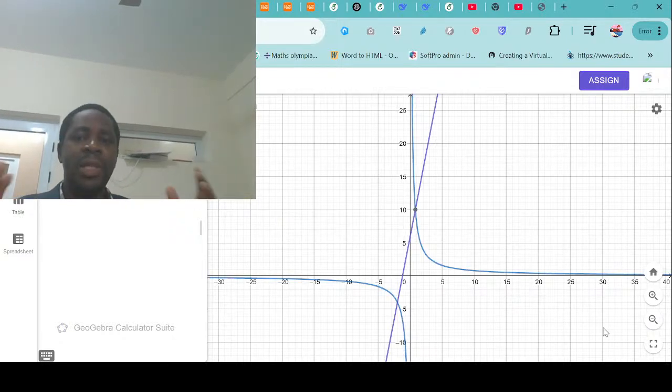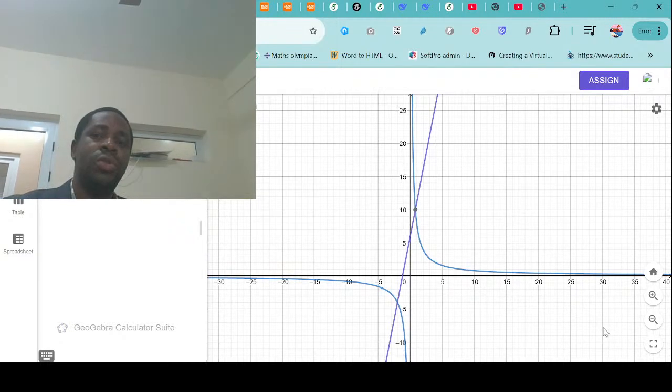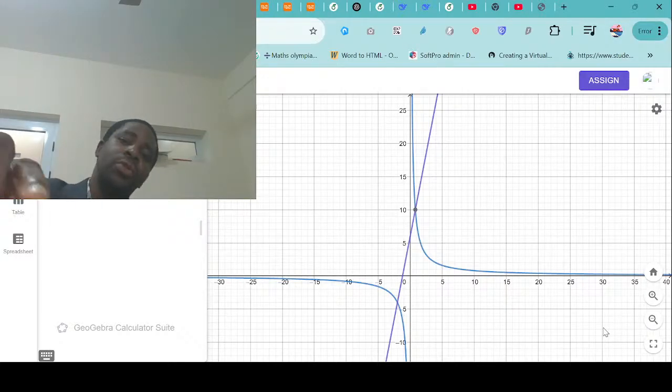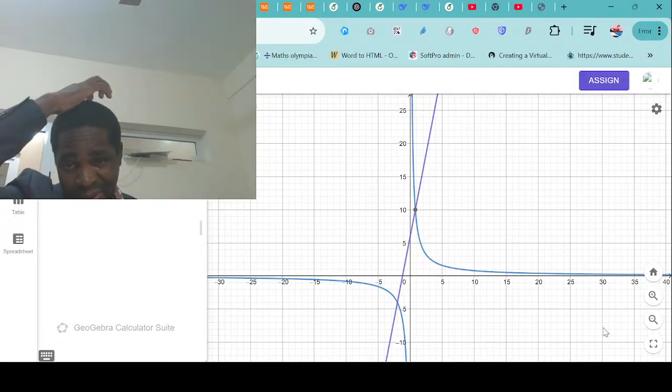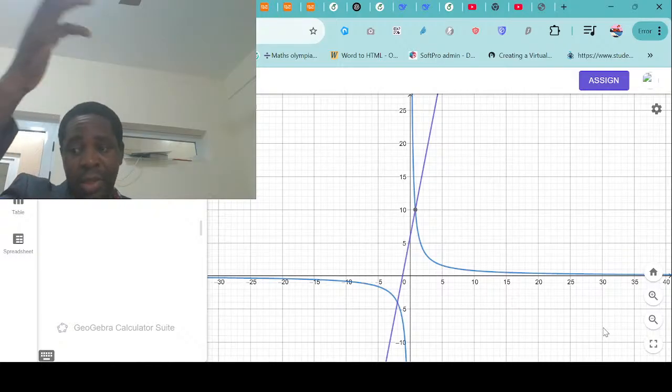Okay, so it's basically telling us that there are going to be two solutions. One of the solutions is at this point, which is very close to 1. The other one is at this other point, which is actually 2. So you can go and play with it at home to find out the exact values.